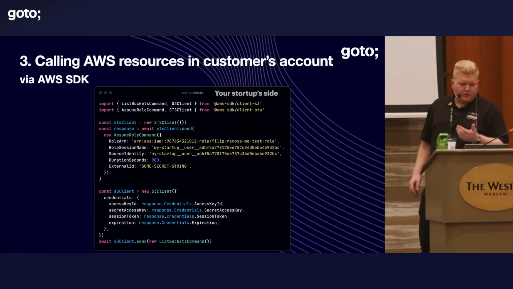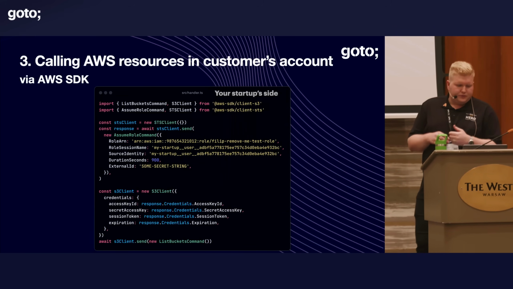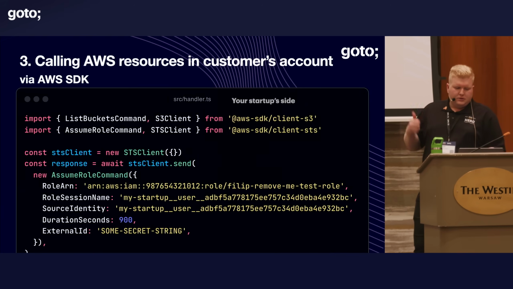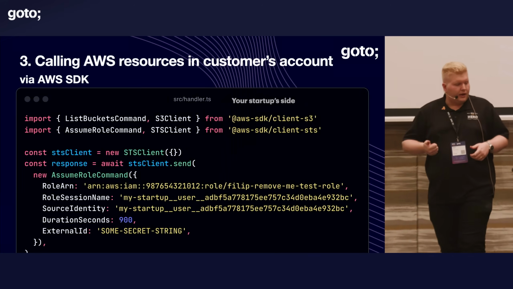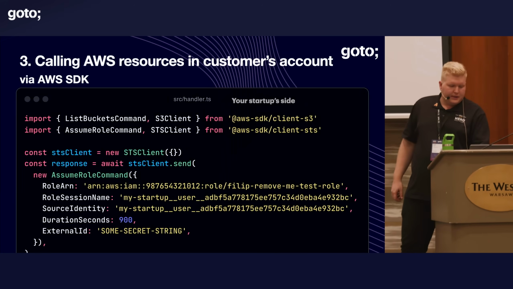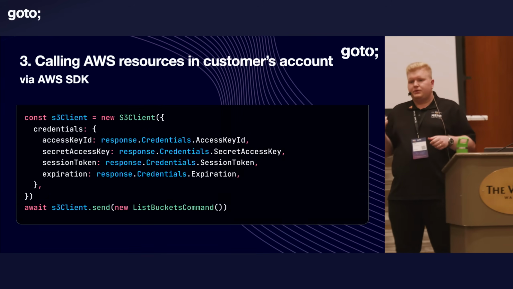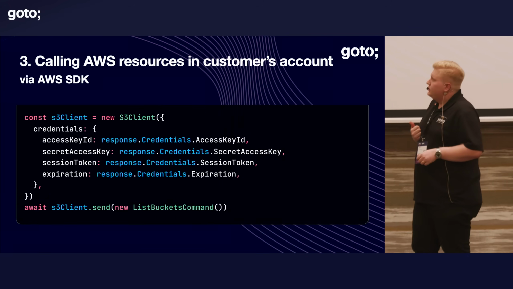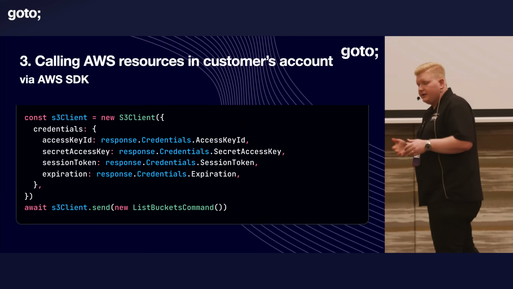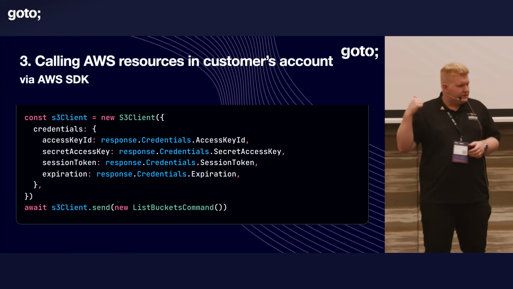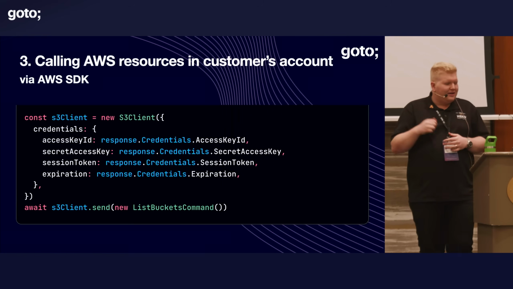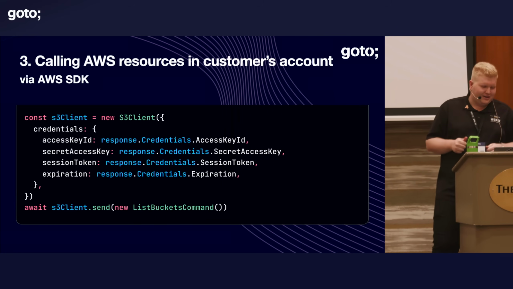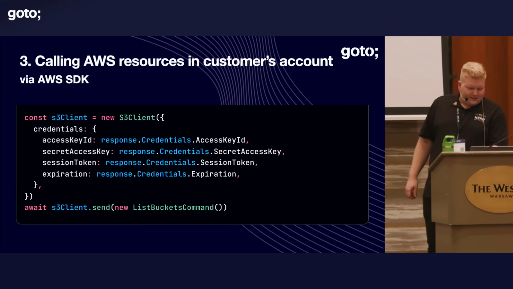So let's look at how you can call the resources in your customer's account. First of all, what we saw before, you just call the assume role command, and you will receive the credentials. And then you can use these credentials when you're creating a new instance of the client. And of course, I don't have it in this slide, but as Anahit was mentioning in her presentation, don't forget to set retries and timeouts.